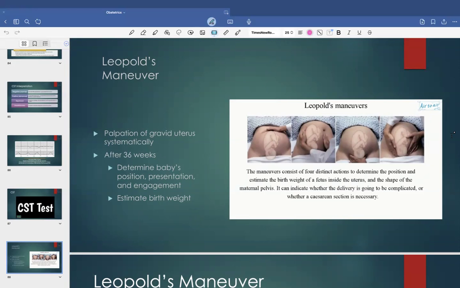The maneuver consists of 4 distinct actions to determine the position and estimate the birth weight of a fetus inside the uterus, and the shape of the maternal pelvis.